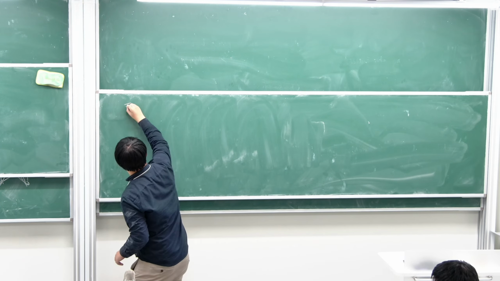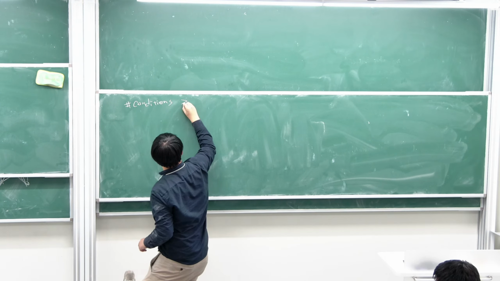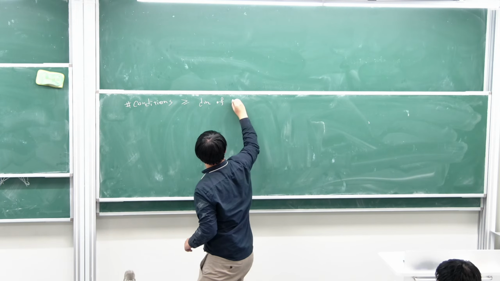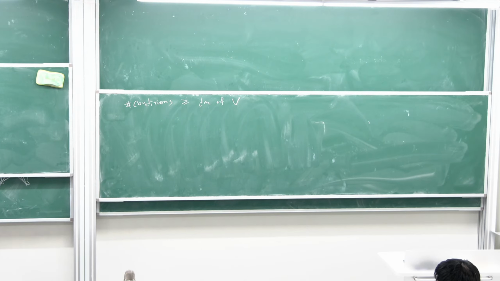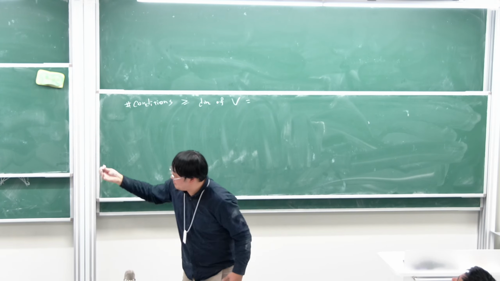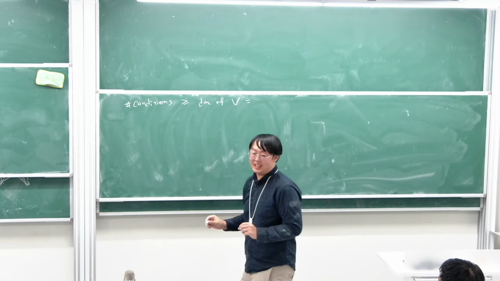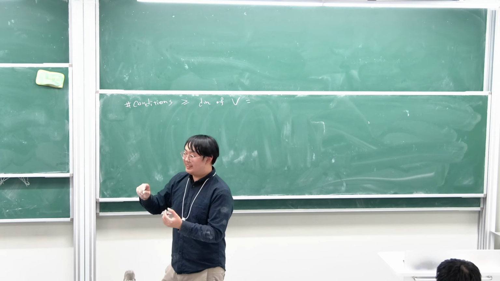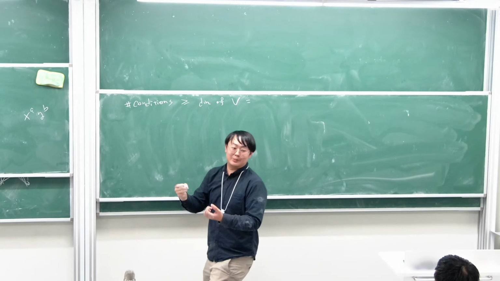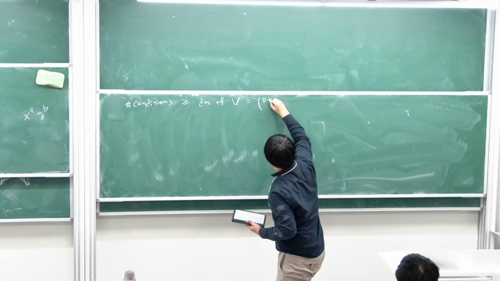The number of conditions is at least as many as the dimension of that space, right? If this space is V, it's a high school combinatorial problem to count the dimension of that space. That's the same as counting all the monomials x to the a, y to the b, so that a plus b is less than d. The number of combinations will be just d plus 2 choose 2.